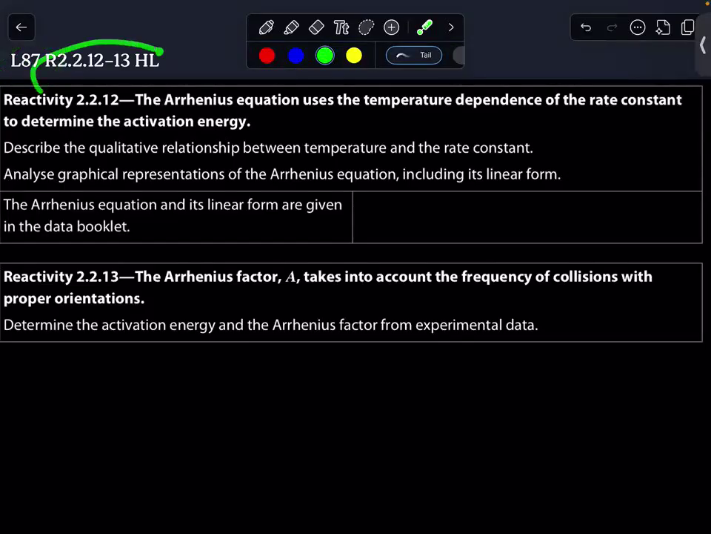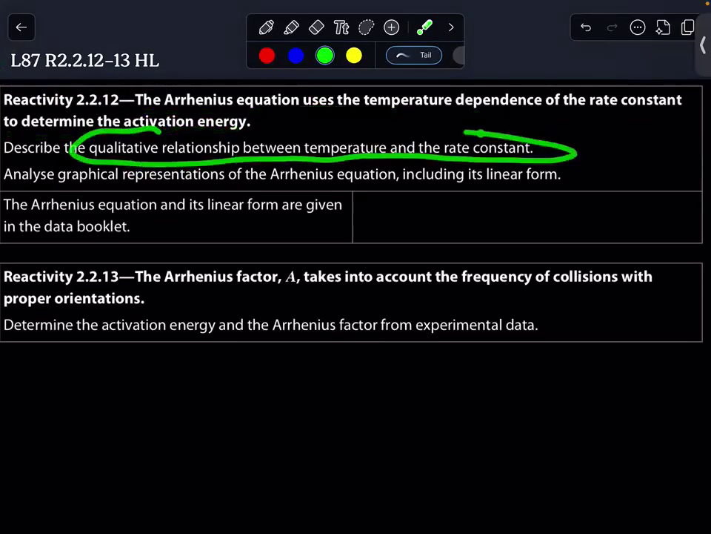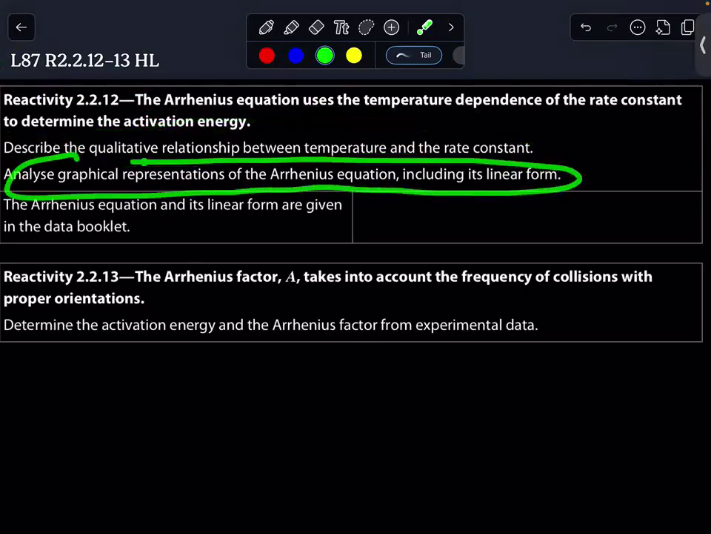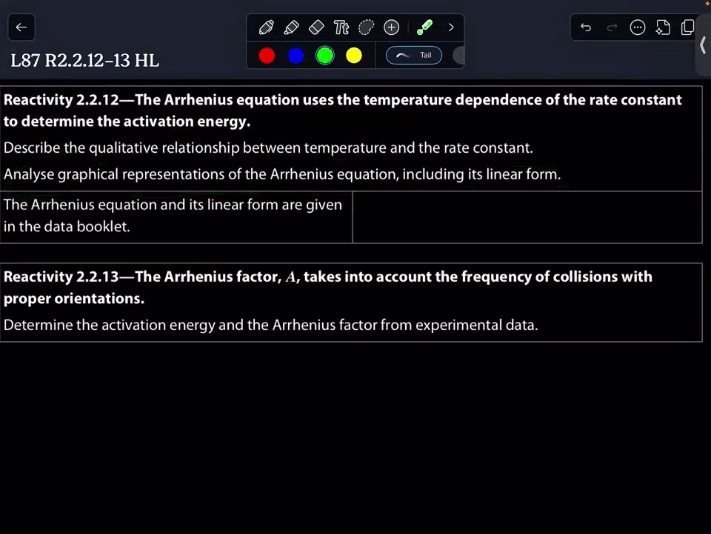Today, we're talking about reactivity 2.2.12 and 2.2.13. These are HL concepts. In 12, we're going to be talking about how the Arrhenius equation uses temperature dependence of the rate constant to determine the activation energy. We'll describe the qualitative relationship between temperature and the rate constant. Furthermore, we'll analyze graphical representations of the Arrhenius equation, including its linear form.